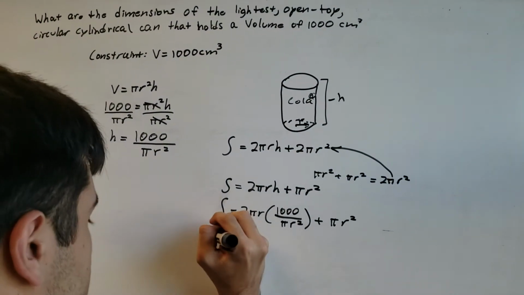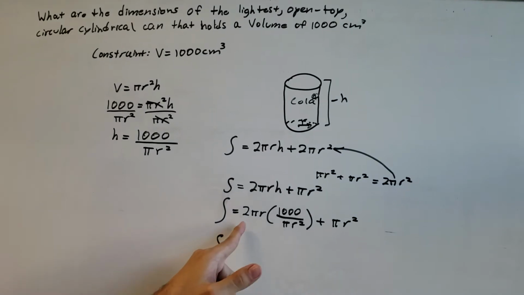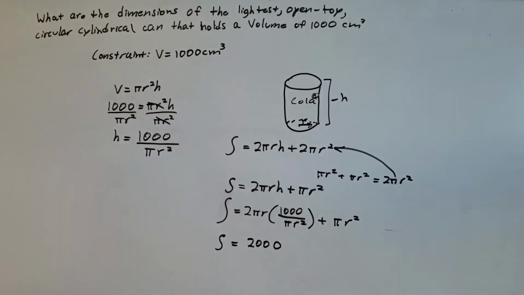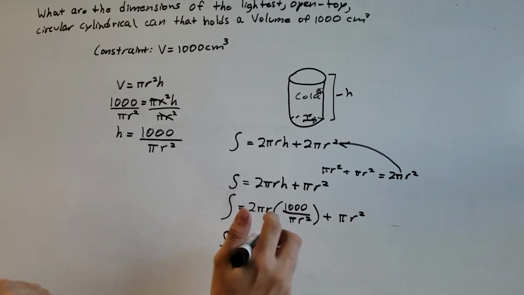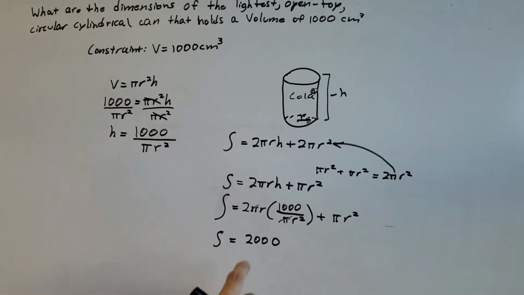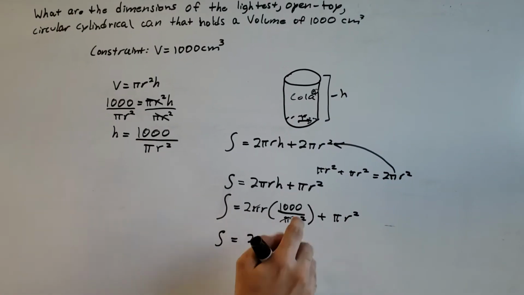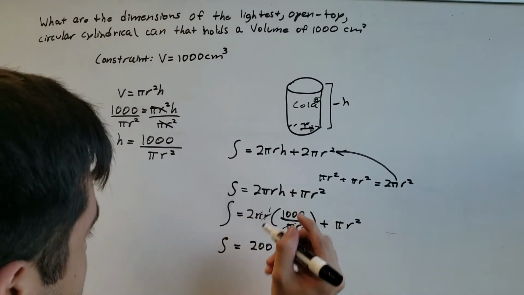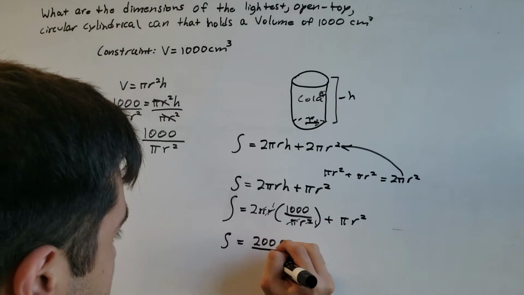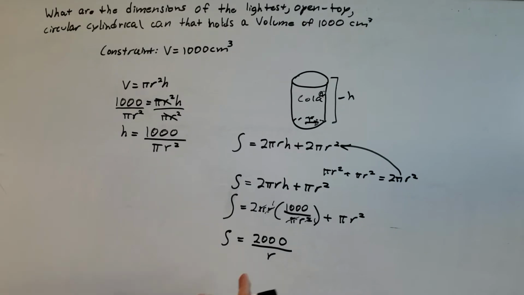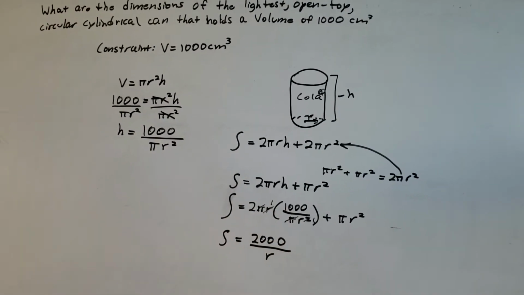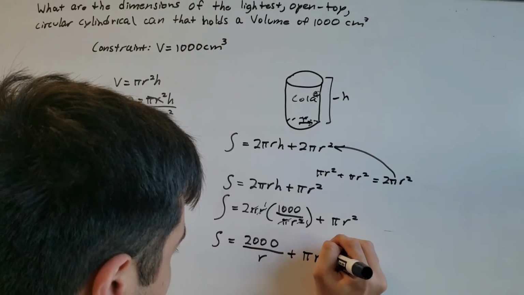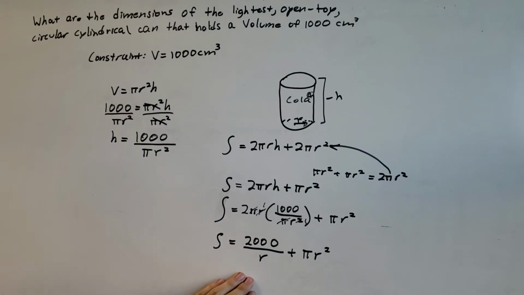Let's simplify that. The surface area is going to equal 2 times 1,000, which is 2,000. The pi on the top and the pi on the bottom cancel each other out. And there's an r on the top and an r squared on the bottom, so if you do the cancellation, you have an r to the first power on the bottom, and the other r just goes away. So now what we have is 2,000 over r. We can't really simplify it further, so we just rewrite it as this, plus pi r squared. We have the whole thing in terms of r.